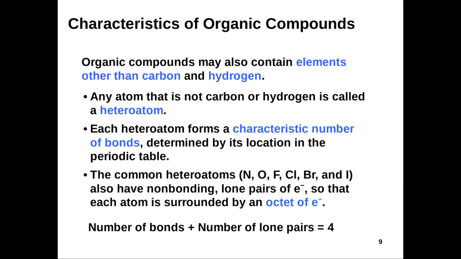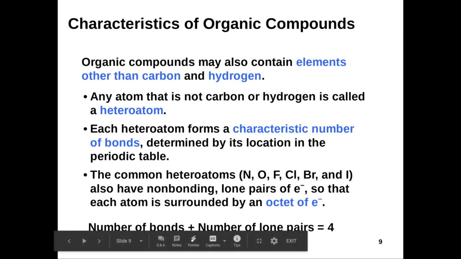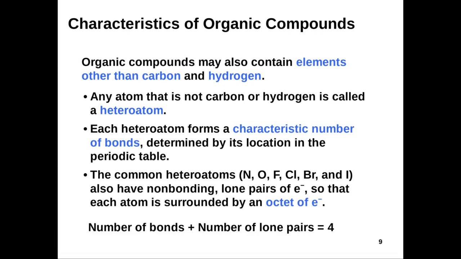So the most common heteroatoms we find in organic molecules include nitrogen, oxygen, fluorine, chlorine, bromine, and iodine, if you want to go that route. And many of these also have non-bonding, i.e. lone pairs of electrons, so that each atom is essentially surrounded by its octet of electrons, right? Now that's the dream of every atom, to satisfy that octet rule. And remember the way we determine the number of bonds that are present, or the capacity to, right?